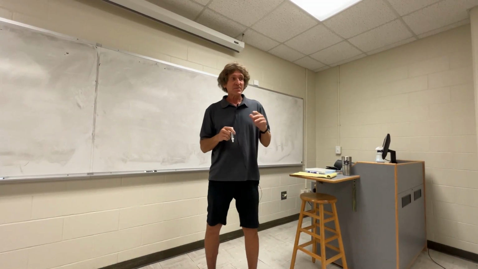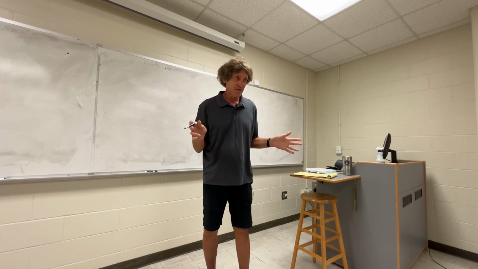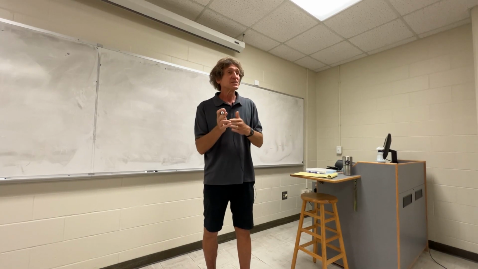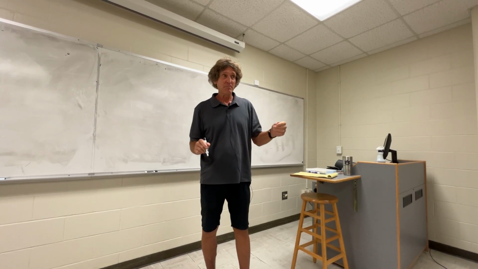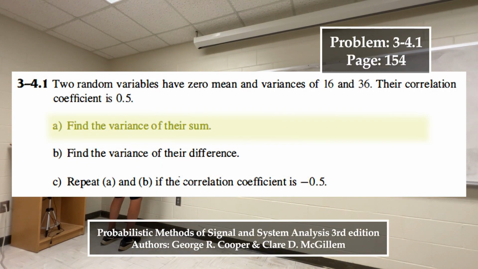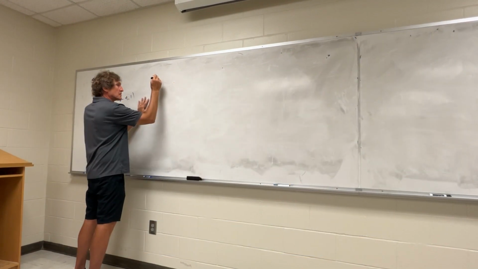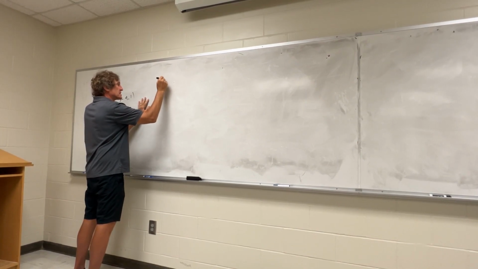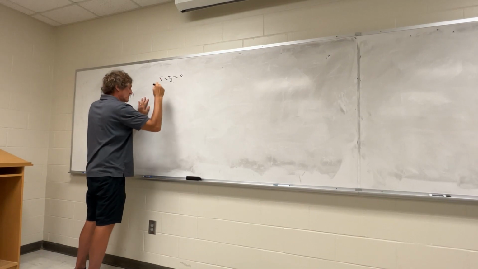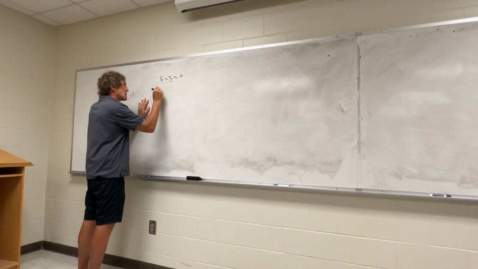Before we do 4.4, can we do 3-4.1 just to set the stage? All right. If you all see how these things build, they get a little tricky, but they build, right? So for this one, you have two random variables with zero mean, and then variances. I'm going to just assume x bar equals y bar equals 0 mean. And then the variance of x is 16.